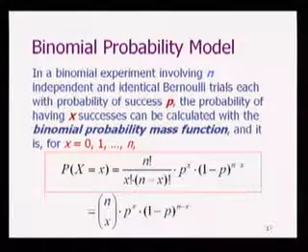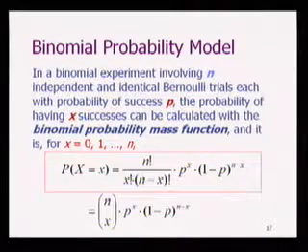So say we're interested in seeing two 6s, or flipping a coin 10 times and we're interested in seeing 3 heads. What's the probability of that? It can all be solved by using this formula.